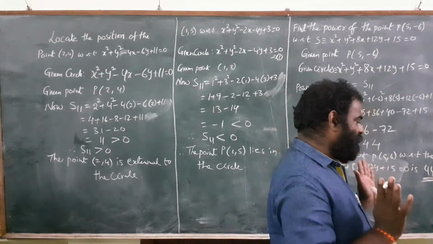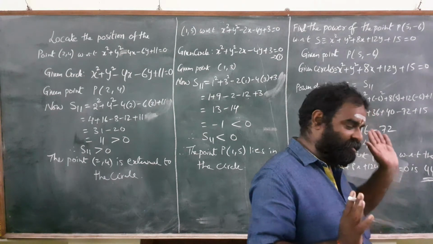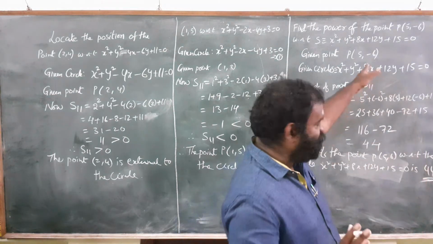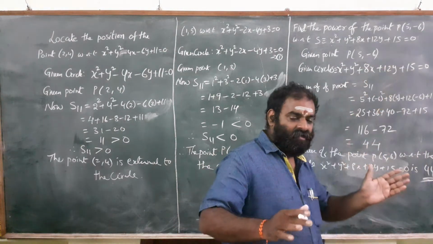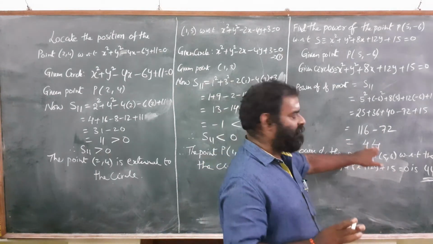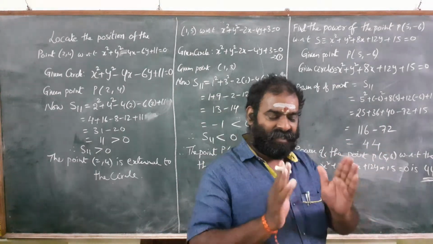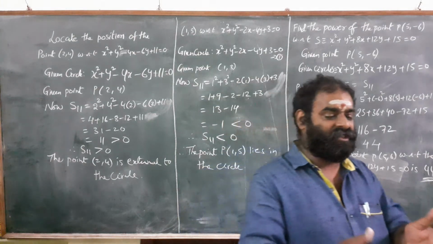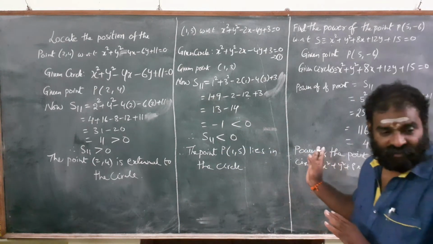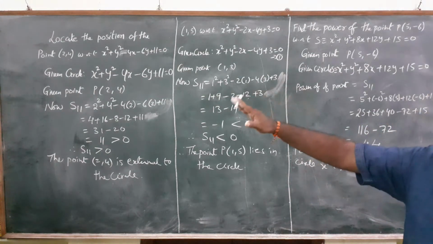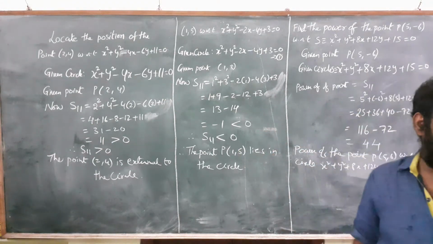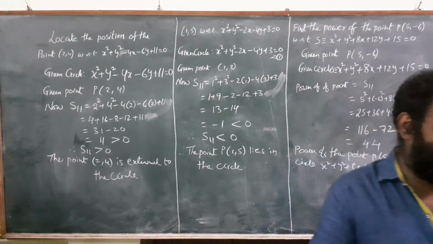Okay. But here in this question, they did not ask to locate the position of the point. What did they ask? Only the power of the point. So you have to simply calculate S11, and whatever value you get, that is the power of the point, whether it is 0 or positive or negative, no matter. Understand or not? Okay. So these are the three problems, three models. Understand? Next concept, one more important concept we have to see.